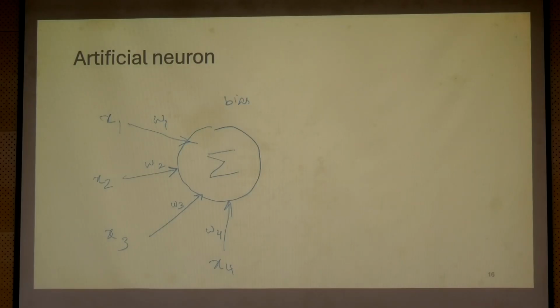So the output here will be the weighted sum of all the inputs plus a bias. So W1 x1 plus W2 x2 plus W3 x3 plus W4 x4 plus a bias, let's say B. That will be the output. Now this output, if it hits the threshold or not, will determine the output of the neurocell. So after this, we need to have what we call a non-linear activation function.